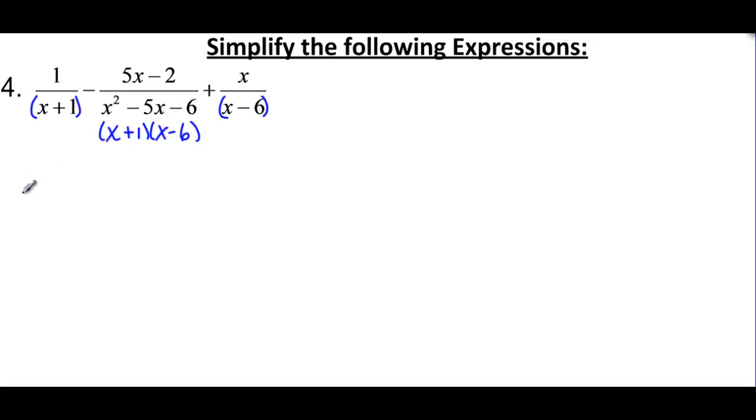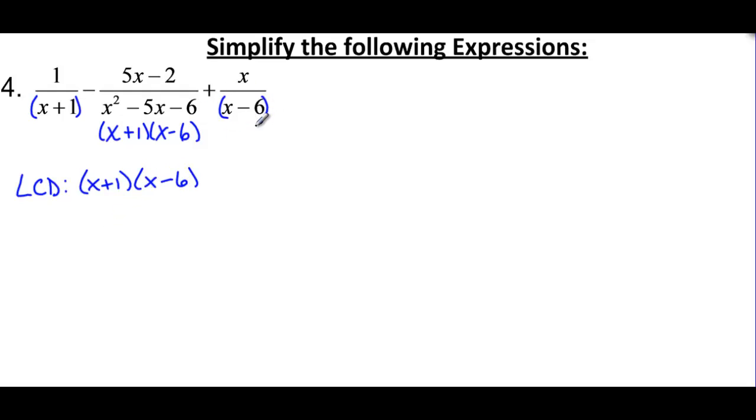So what is my least common denominator going to be, my LCD? How can you do it without writing that whole thing out? Well, I like to look at the first denominator, and I know I have a factor of x plus 1, so I need that. Then I look at my second denominator. I need an x plus 1, which I already have written down, but I also need an x minus 6.